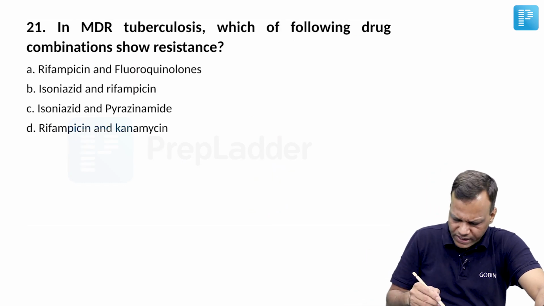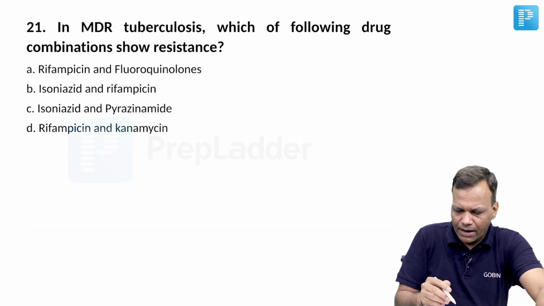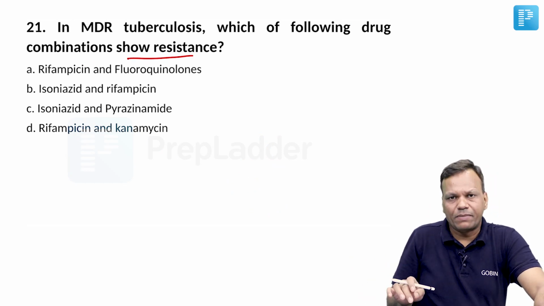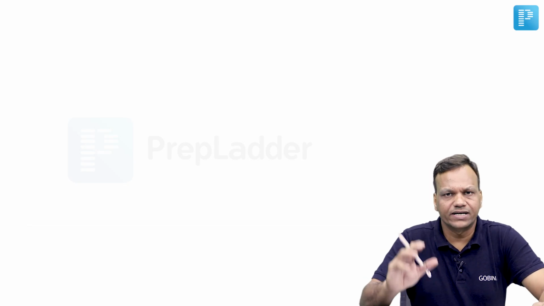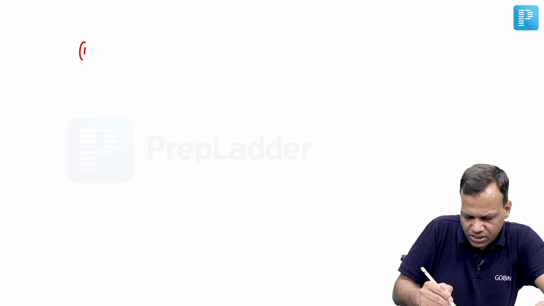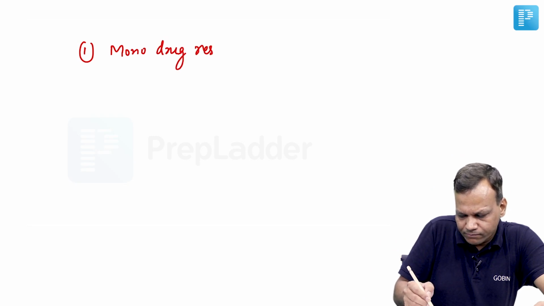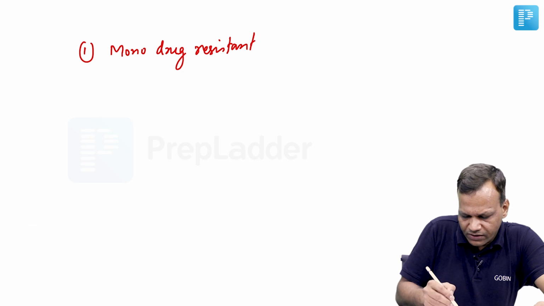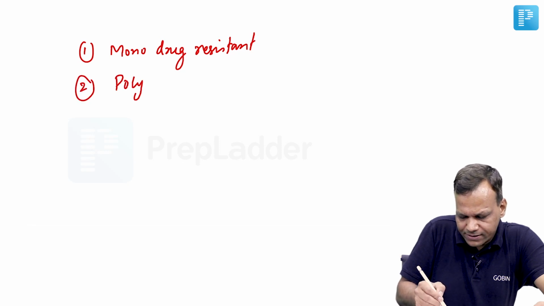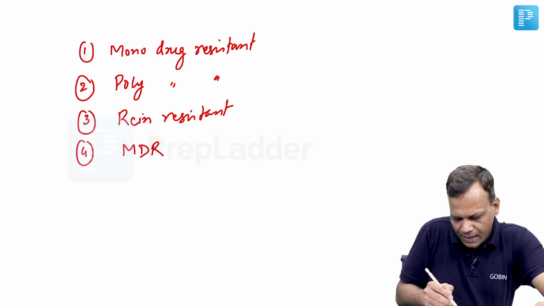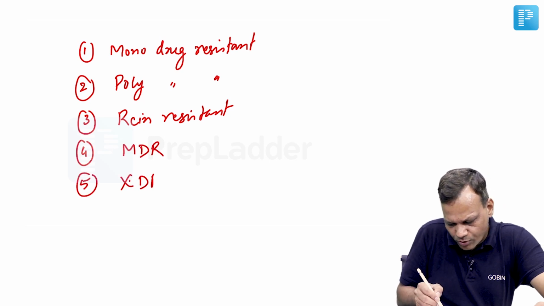Clear? Next question is very easy, very simple. In MDR tuberculosis, which shows a resistance, we discussed several times. There are many categories of anti-tubercular drug resistance. So we divide tuberculosis into mono drug resistance, then poly drug resistant, rifampicin resistant, multiple drug resistant, and extensively drug resistant tuberculosis.